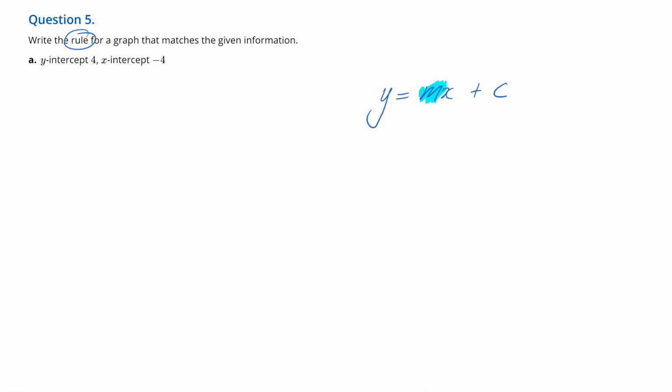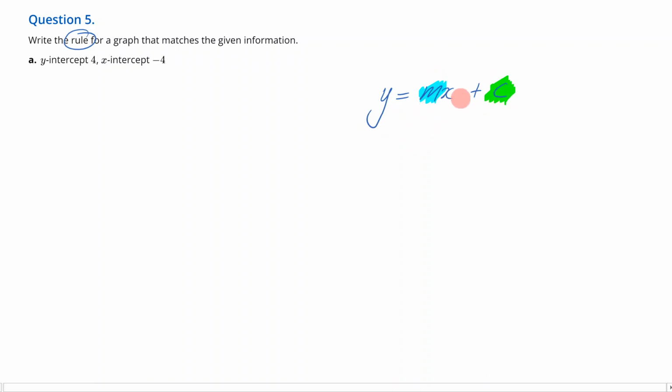The other component a linear rule has is a constant. And here I'm just letting my constant be represented by the letter c. So my m is representing my coefficient of x. My c is representing my constant. And what we're trying to do is find what m and c are.